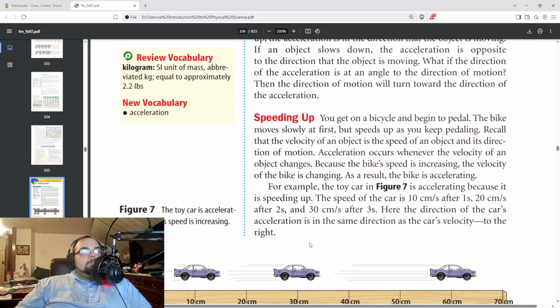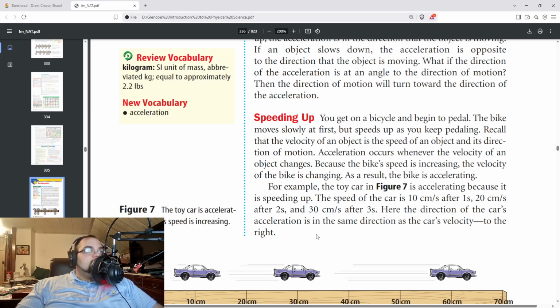Speeding up. You first get on a bicycle and begin to pedal. The bike moves slowly at first, but it speeds up as you keep on pedaling. Recall that the velocity of an object is the speed of an object and its direction of motion. Acceleration occurs whenever the velocity of the object changes. Because the bike's speed is increasing, the velocity of the bike is changing. As a result, the bike is accelerating.